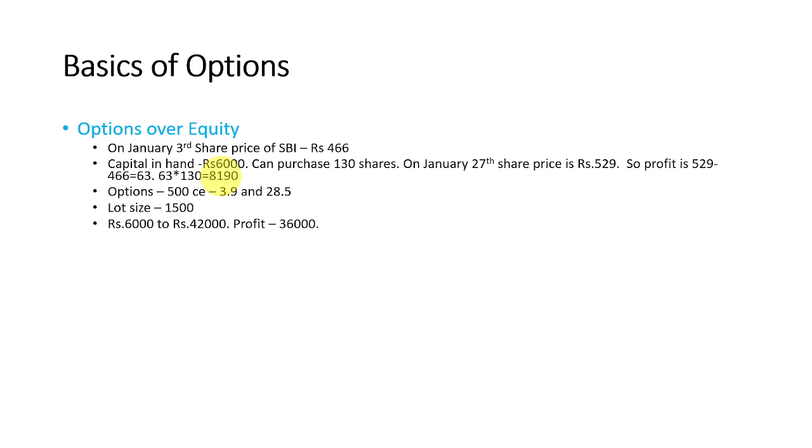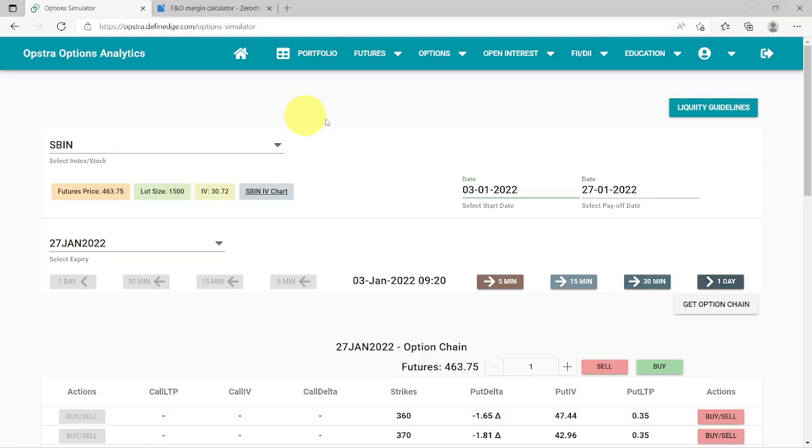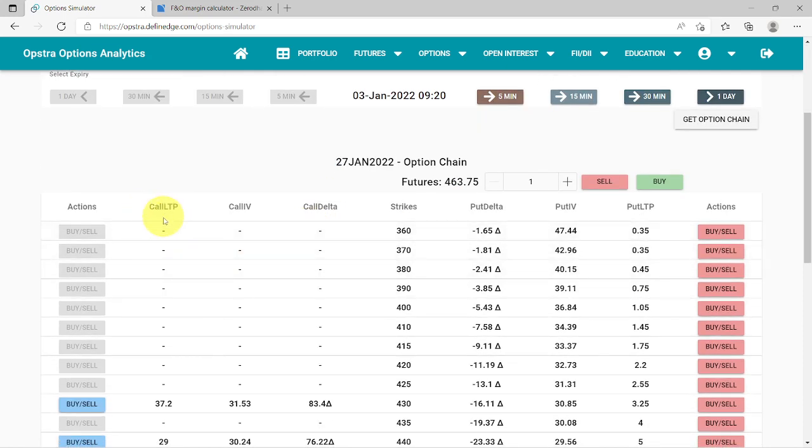Suppose for the same thing, instead of buying equity, you have bought a call option of 500 strike price. Let's see, as I explained in the last video, I'm using the option application. I have given SBI as the instrument here, the third is the start date, and 27 is the expiry and payoff date. And as I told before, the call last traded price, the put last traded price and the strike price are the only things that we need to see. We can ignore the rest of the fields.